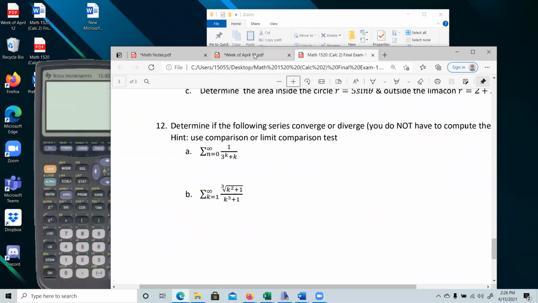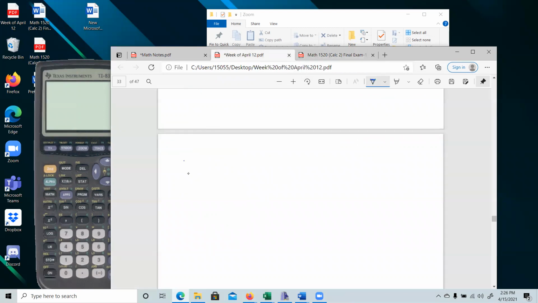Let's figure out what we're doing here. So here's the first one. All right, so we have the sum from n equals 0 to infinity of 1 over 3 to the k plus k. Actually, let's change these so they're consistent and make that a k. So we want to compare to the sum of 1 over 3 to the k.